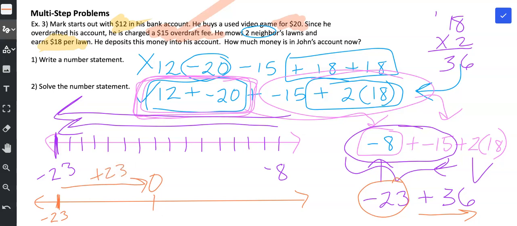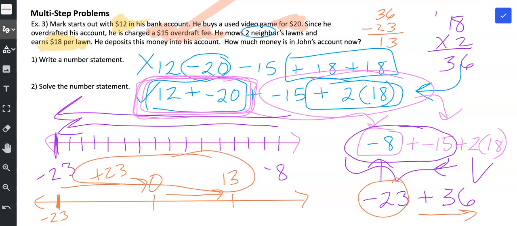Now let's find the difference between 36 and 23 to see how much further I need to move on the number line. 6 minus 3 is 3, 3 minus 2 is 1. So I need to move 13 more to the right to have moved a total of 36 to the right, because 23 and 13 is 36. And so I end up with my answer being $13. So in the end, he ends up with $13 in his account.